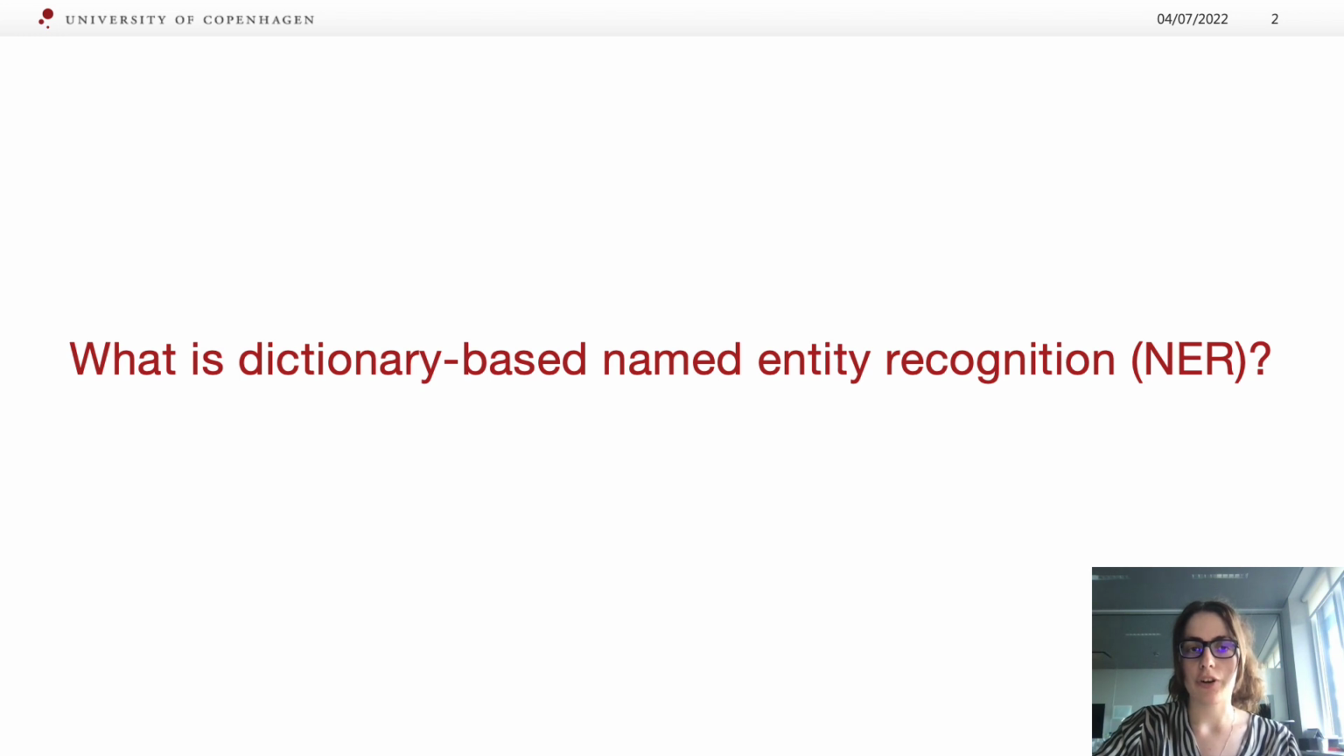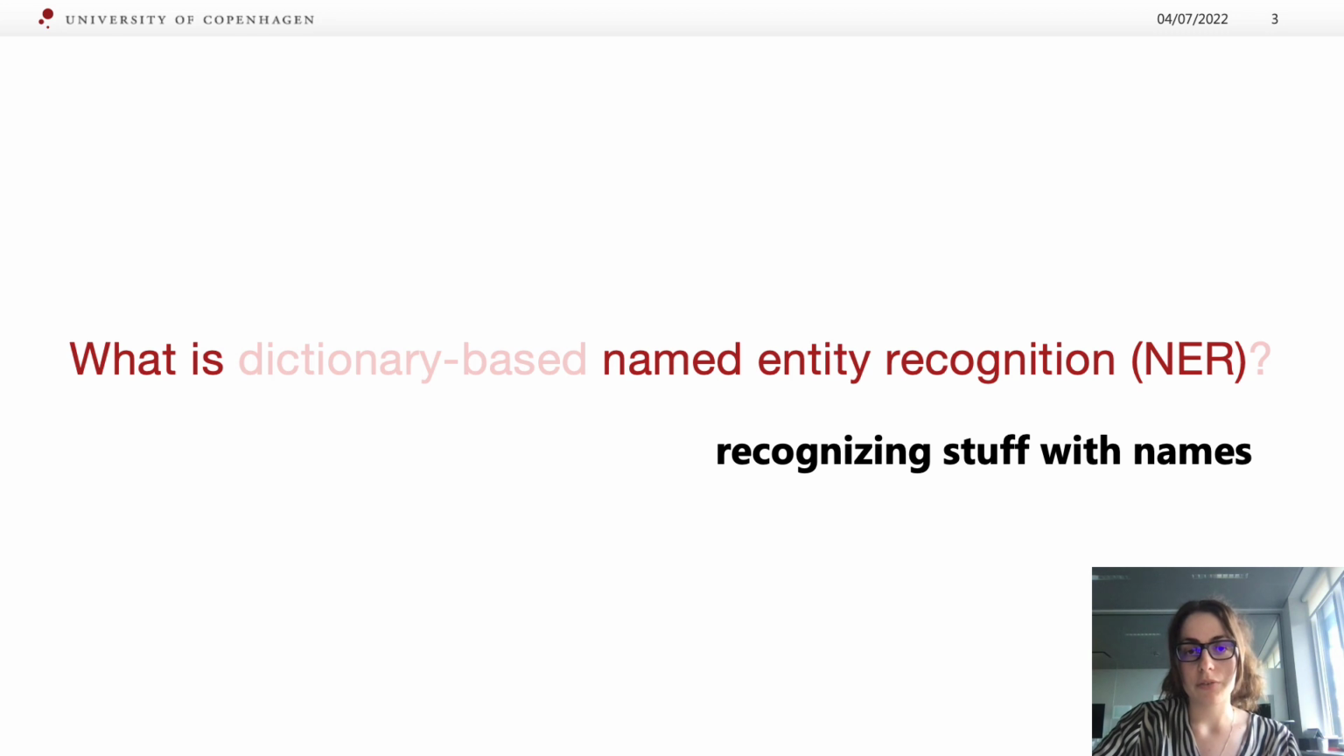What is dictionary-based named entity recognition? Probably most of you who are following this know what this is, but I will just be very brief in explaining it. Named entity recognition is just recognizing stuff with names. For example, in the biomedical domain, we want to recognize things like P53 or Alzheimer's disease as genes and diseases, respectively, when we see them in the text.